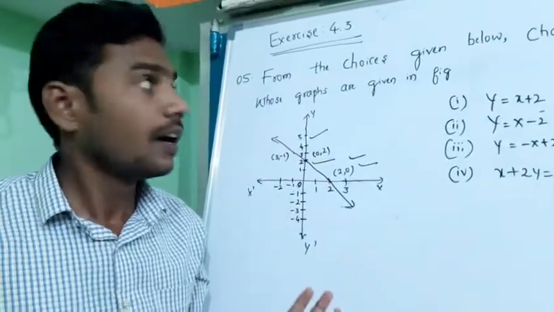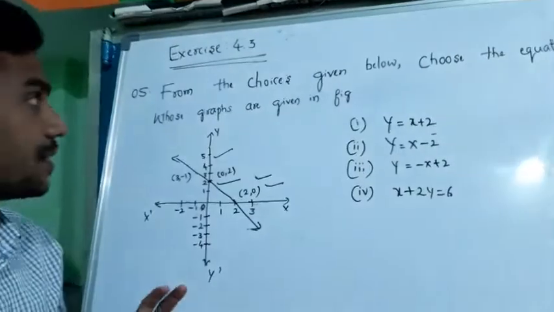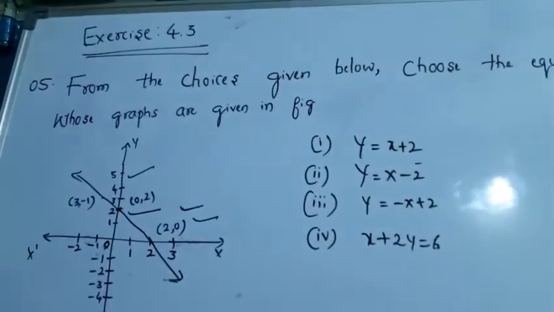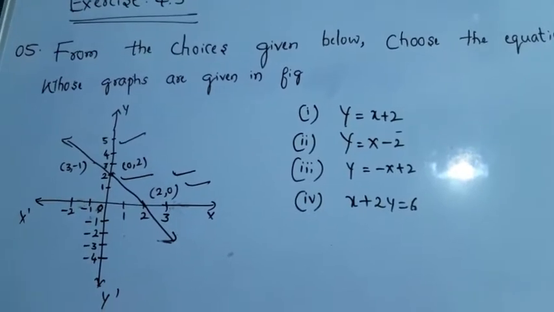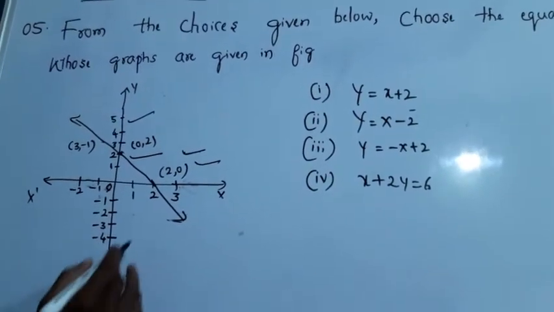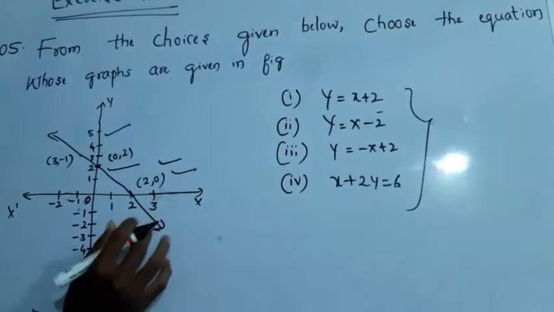Dear student, we are going to continue with exercise 4.3. Now, the fifth question is, from the choices given below, choose the equation whose graph is given in the figure. Now, they have given the graph. We need to identify the equation for this particular graph.